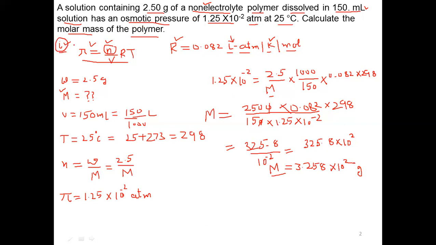But otherwise, please remember there is also a factor iota, and if the solute is non-electrolyte, iota is 1. So we can leave it because we are doing the numericals only of non-electrolyte. So let me rewind it for you quickly. We were given weight of solute dissolved in a given volume of solution, and we were given the osmotic pressure of the solution. We have to calculate the molar mass of the polymer.